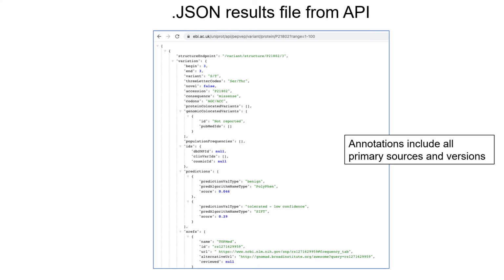The JSON result file contains annotations on the canonical isoform, but also annotations for all alternative isoforms. In addition to the annotations, all primary sources and versions from the data are also displayed.